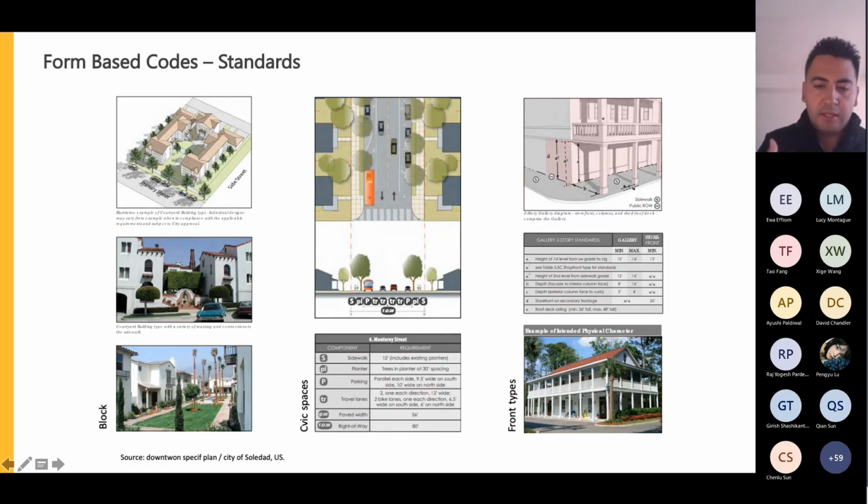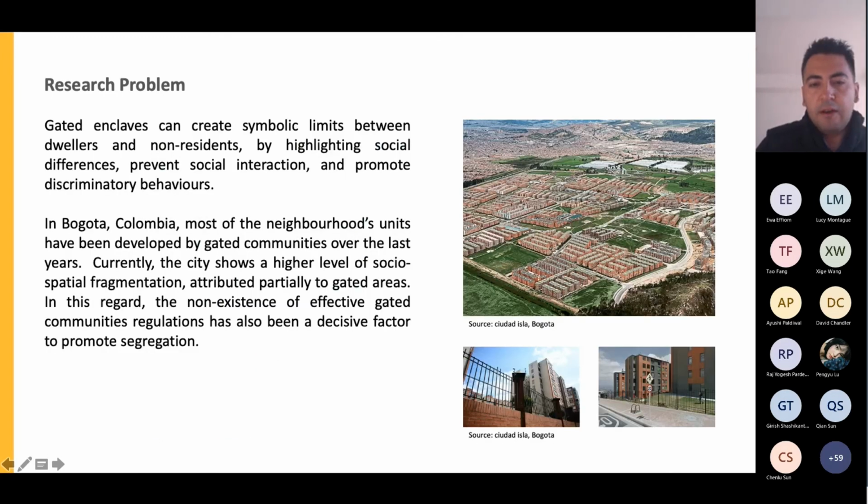Moving on, I explained this to talk about the research problem. Maybe it was the introduction, but the research problem addresses gated clubs or gated communities that create symbolic limits between dwellers and non-residents by highlighting social differences, preventing social interaction, and promoting discriminatory behaviors. As you can see in the picture, there is a sprawl of gated communities in Bogota and in other cities.